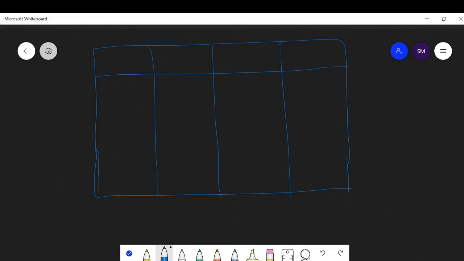Here in the table: name of the solid, then number of faces, then number of vertices, and here number of edges. Then here, suppose a cuboid.